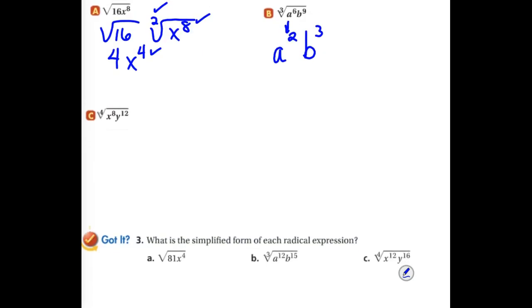Okay. Next one, 4th root. Do we have to think about absolute value when we're doing a 4th root? Yes, we have to consider it. Okay, what's the 4th root of x to the 8th?